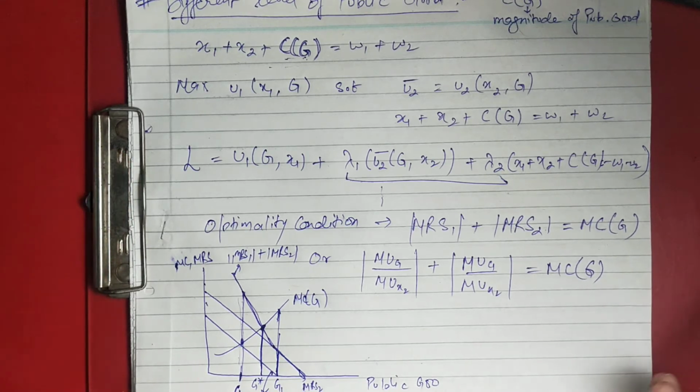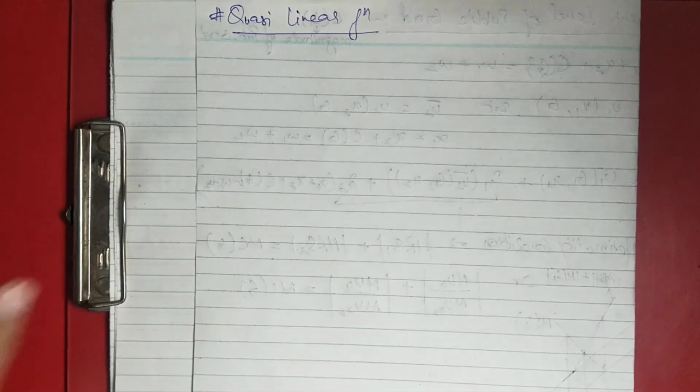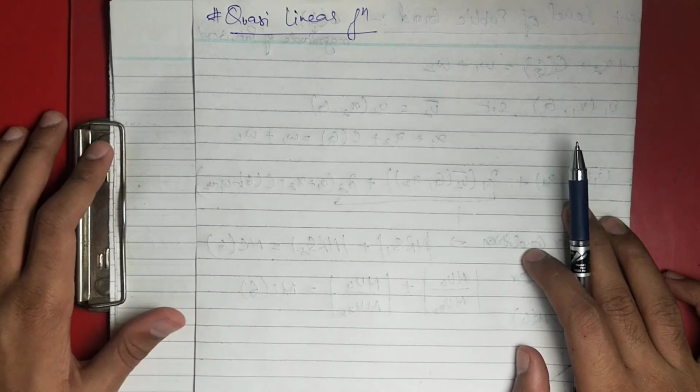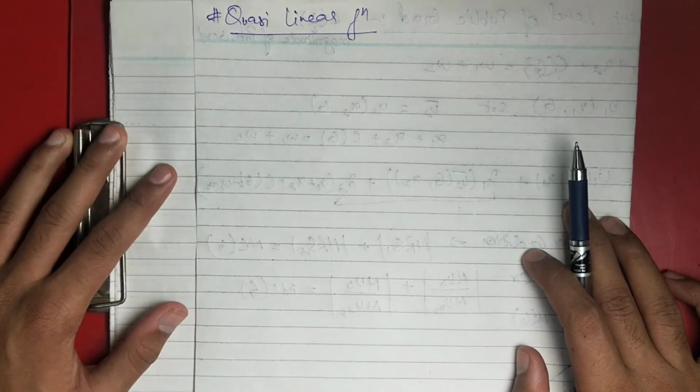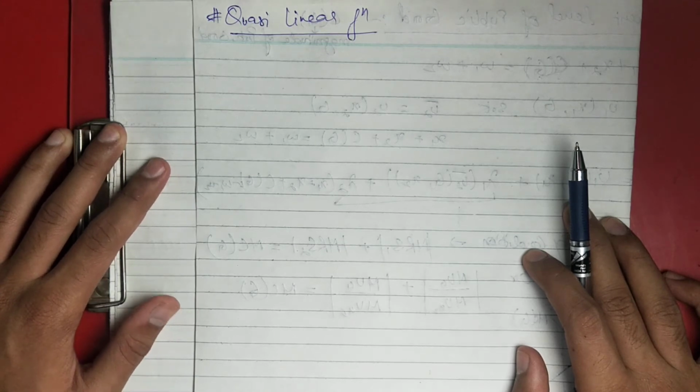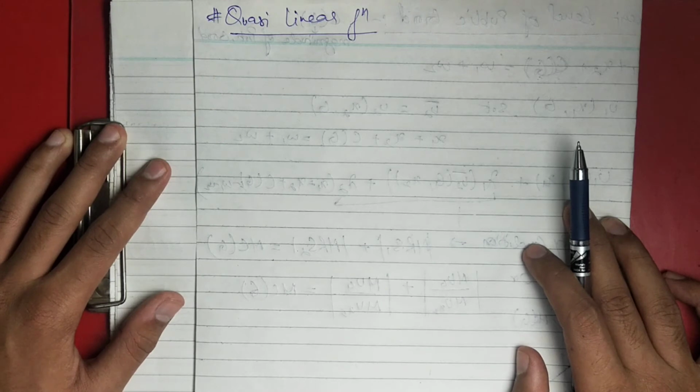As in every case, there is one small special case, which we discuss each time, that of the quasi-linear function. What happens if this is a quasi-linear function? In general, the optimal amount of public good will be different at different allocations of private good. But if consumers have quasi-linear preferences, then there will be a unique amount of public good supplied at every efficient allocation.